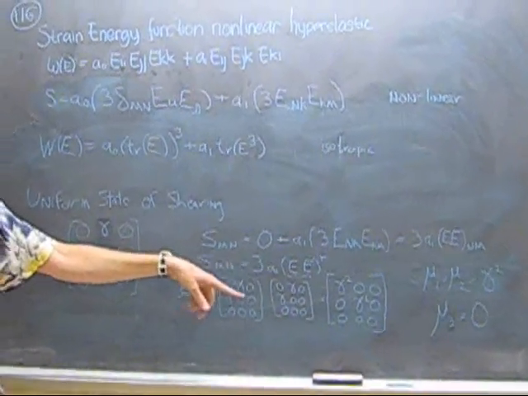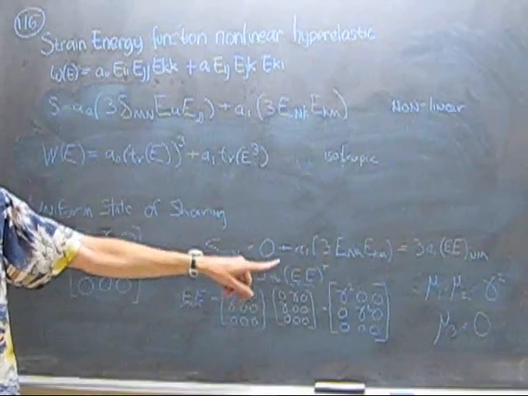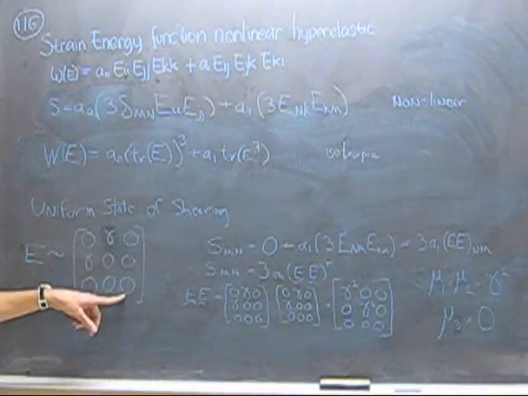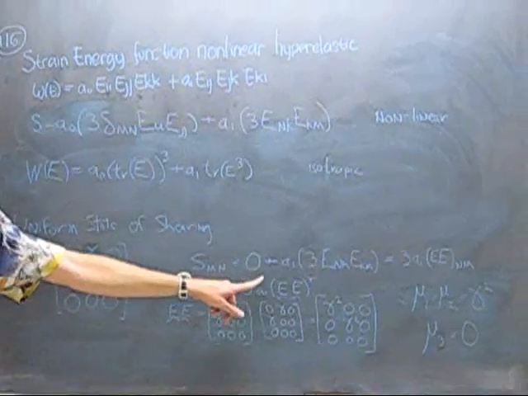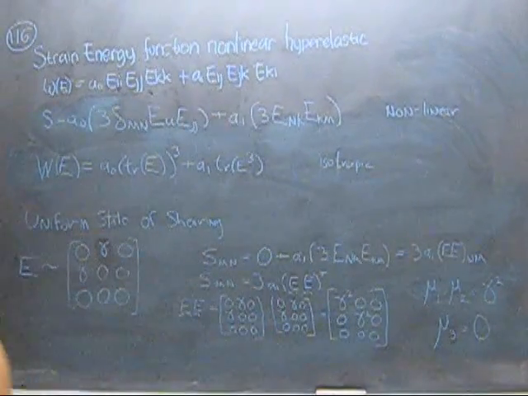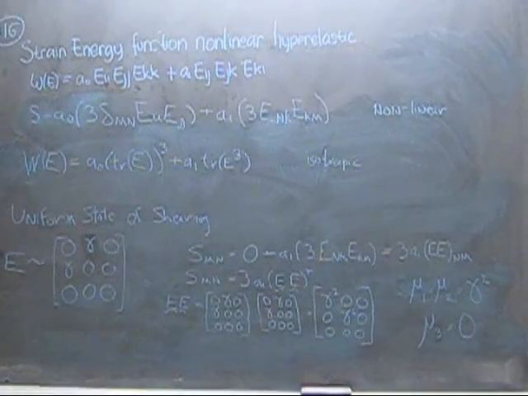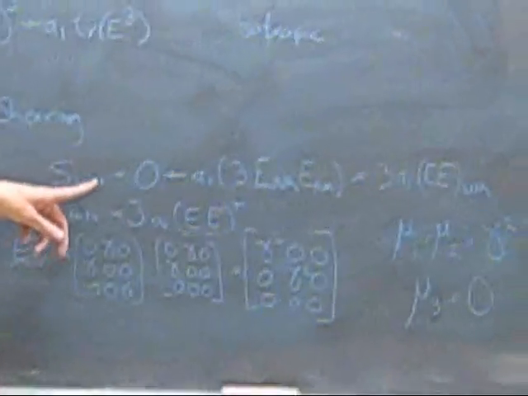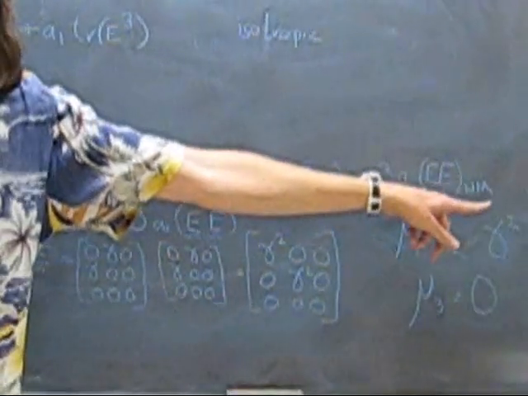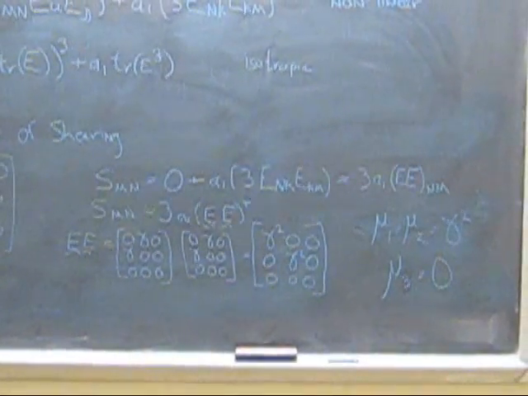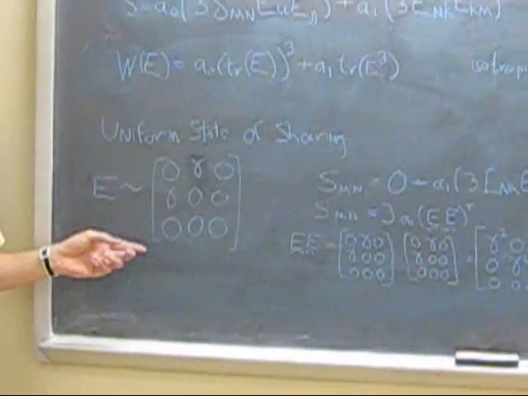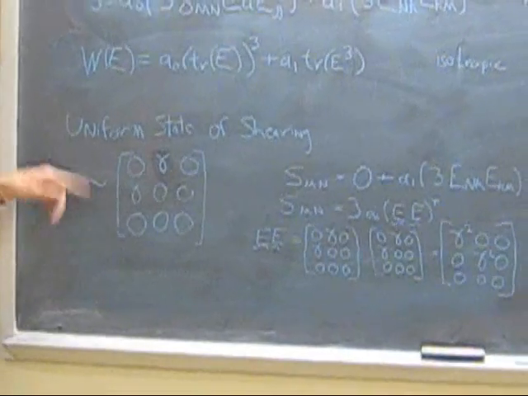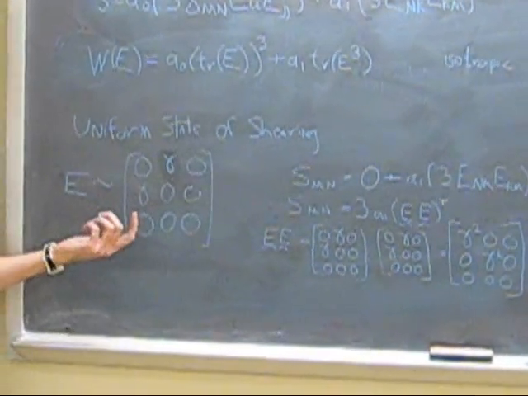S_MN: the first part will be 0 because the trace of the strain tensor will be the product of these three zeros. So that equals 0, and the rest is A1 times 3 times E_NK times E_KM. If you notice over here, we have MN and NM, so we'll need to reverse these two indices, but that's no problem because our strain tensor is symmetric, so we can just switch them, since the transpose of E is the same.